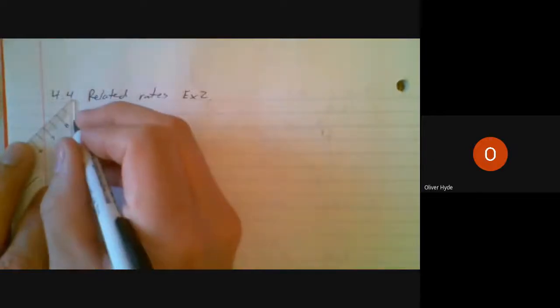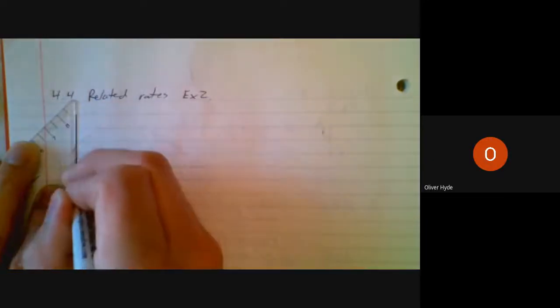Hello, Royals. Let's look at lesson 4.4 on related rates. Just want to go through example 2, maybe show the construction of the diagram, illustrate or simulate the situation for you, and make sure that we have the correct language here.